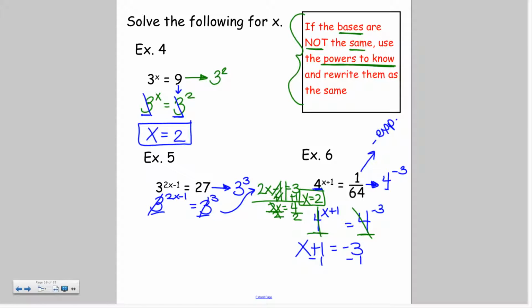So minus 1 on both sides. That leaves me with x is equal to negative 4. And you should have that answer. If you don't, look back over your work and see where it could have gone wrong. All right.